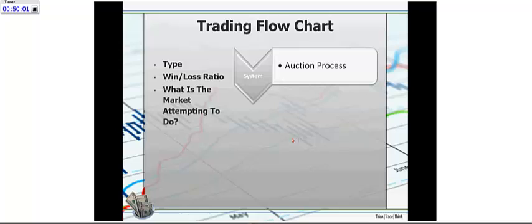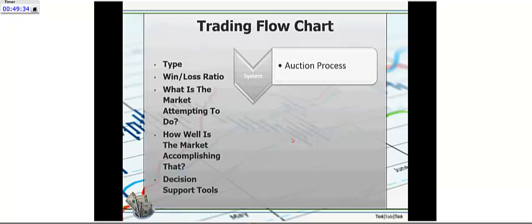And understanding what the market is attempting to do. Is it going up? Is it trying to go sideways, or is it trying to go down? And then asking yourself, how well is the market accomplishing that? Is it doing really well and going up, or is it kind of struggling going up? Right? If you can answer that question, it'll help you bring additional context into your analysis.